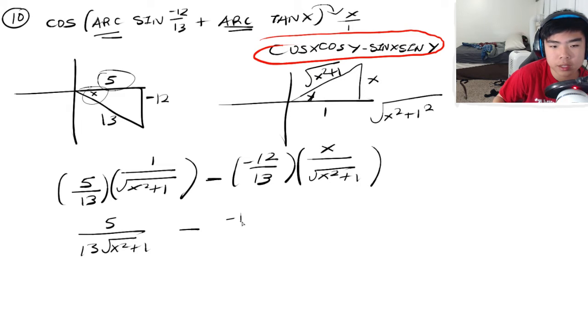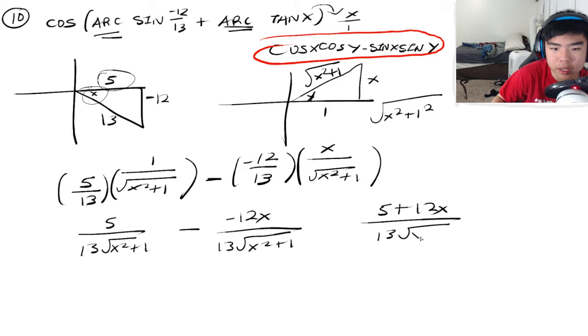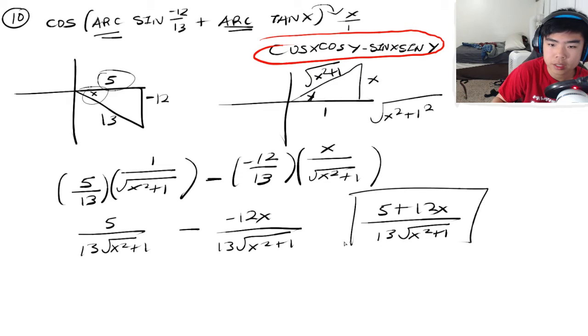What's neat is that they're already in a common denominator. So then you'll get 5 plus 12x over 13 rad x squared plus 1. And I think that should be the answer. Yeah, it is. So in fact, that is the answer.